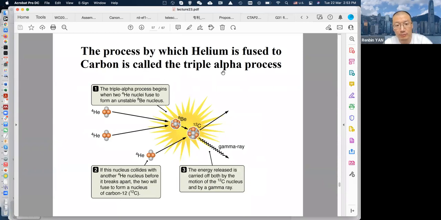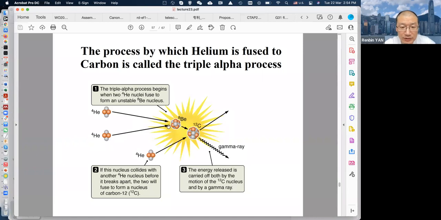It's called the triple alpha process. Basically, a helium nucleus is what we call an alpha particle. So two helium nuclei can form a beryllium nucleus. I will update the slides later so that you have the correct version. So two helium nuclei will form one beryllium nucleus. But the beryllium nucleus is not a stable one. It is very unstable. Actually, this process takes more energy than it gives out.